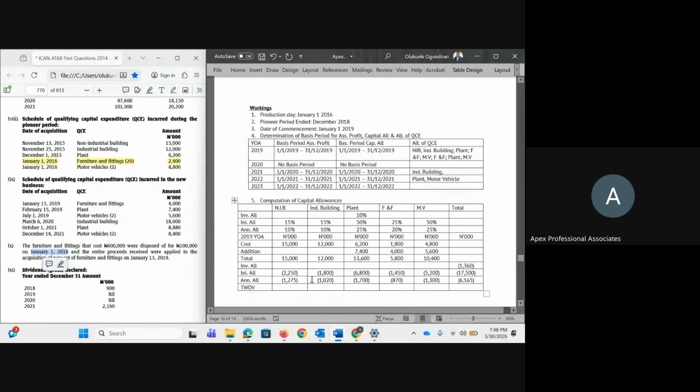So what's the total value now? Help me. 11,475. 11,475. 9,180. That's one. 5,100. That's one. 3,480.